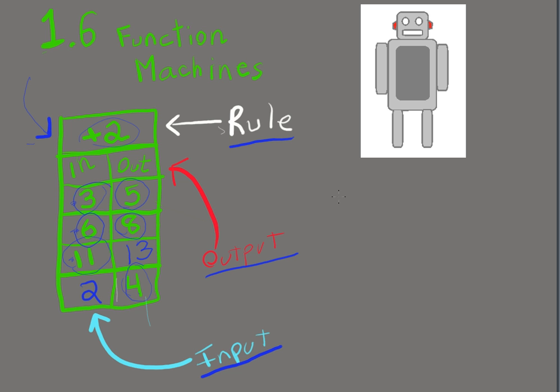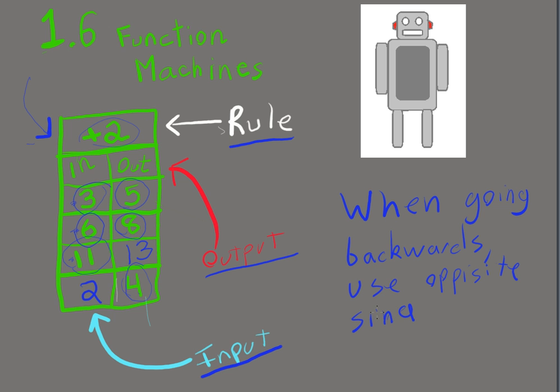And write this down in your notes. When going backwards, use opposite sign. Oh, not opposite sing, opposite sign. Let's scribble that out. So when we went backwards here with this 4, 4 minus our 2 gave us the input of 2. Hopefully that's not too confusing.